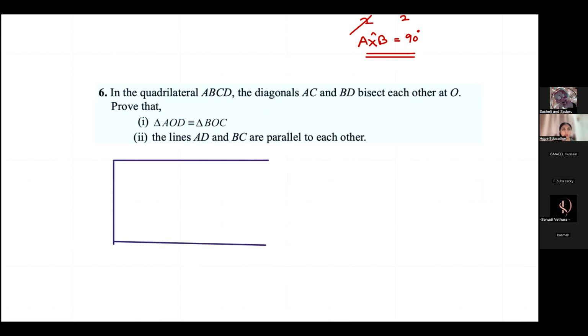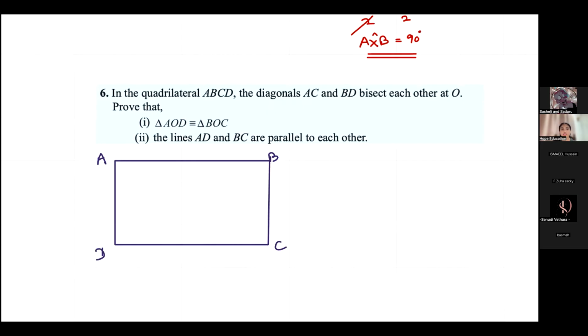So I will just draw it like this. But I can't say that this is a rectangle. This is just a quadrilateral. I don't know whether it's a rectangle or whatever, just a quadrilateral. And it's A, B, C, D. So I will mark it A, B, C, D.